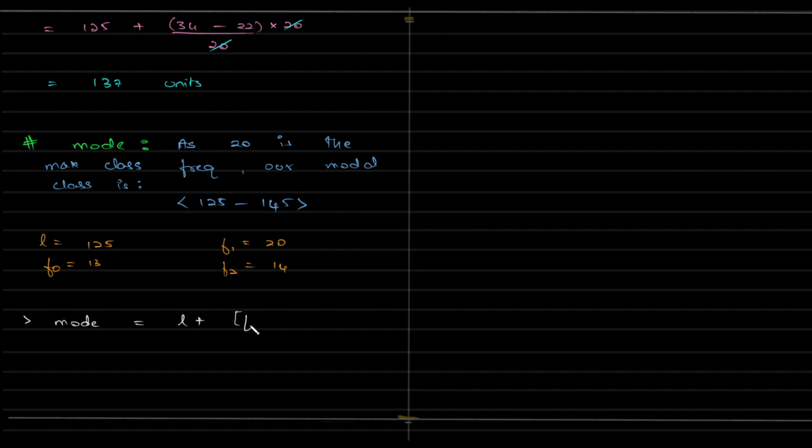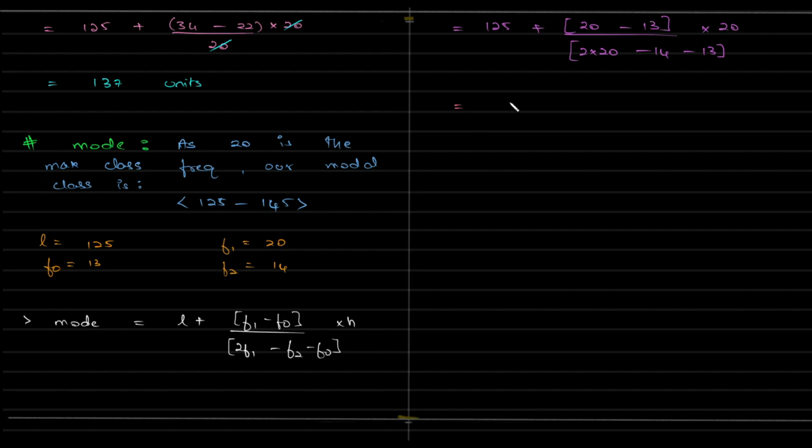L plus (F1 minus F0) divided by (2F1 minus F2 minus F0), into H. So we have 125 plus (F1 is 20 minus 13) divided by (2F1, that is 20 into 20, minus F2, that is 14, minus F1, that is 13), into H that is 20.